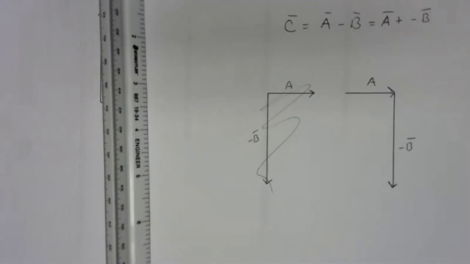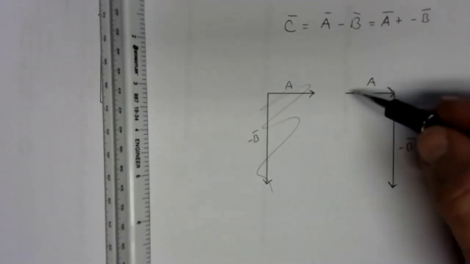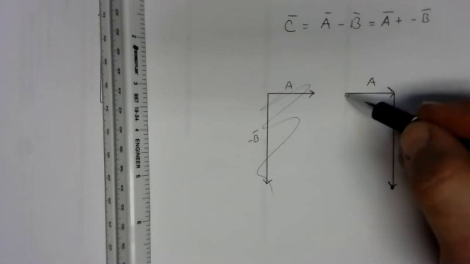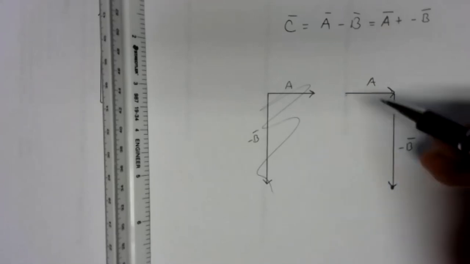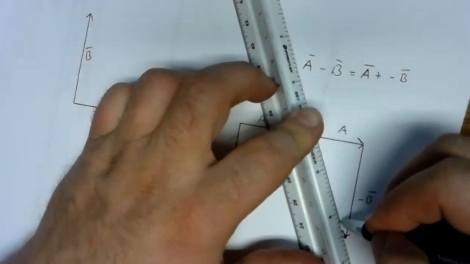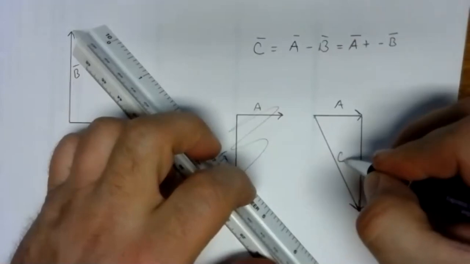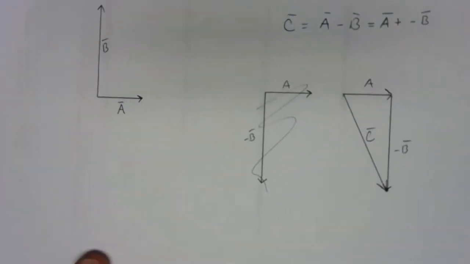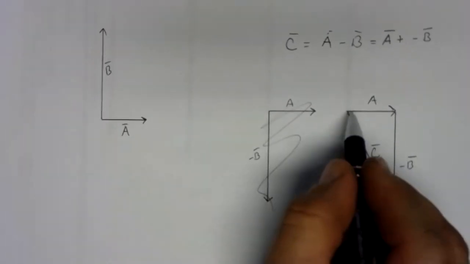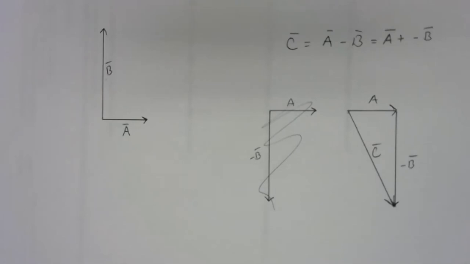So we've got A and negative B. A plus negative B gets us to right here. Our answer, as with all the other vector addition we've done, is an arrow going from where we start to where we finish. So our answer here will look something like that. Vector C is A plus a negative B, which is the same as A minus B.